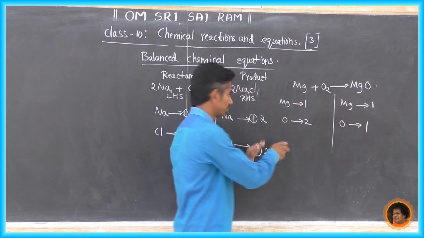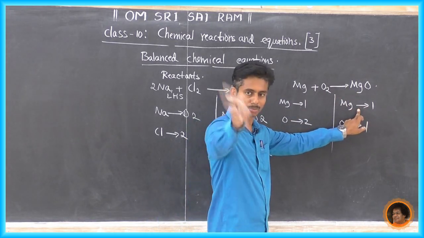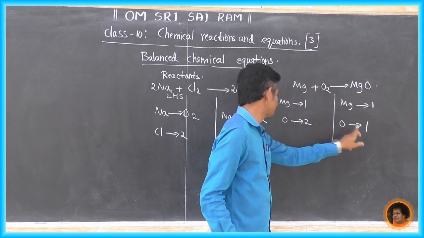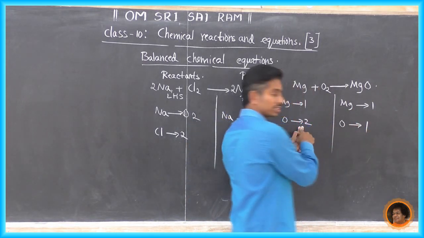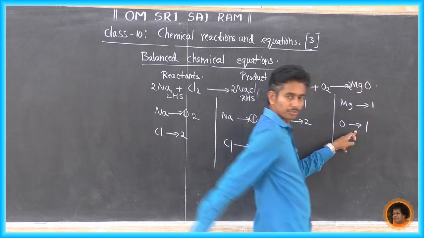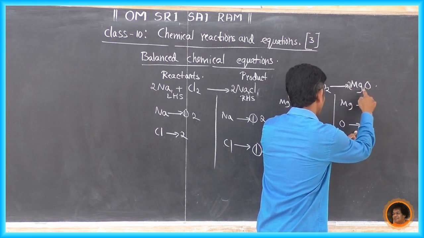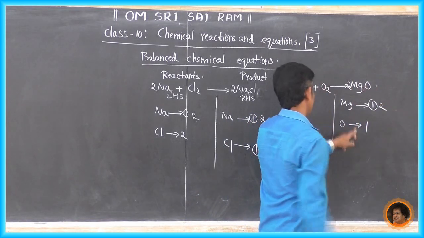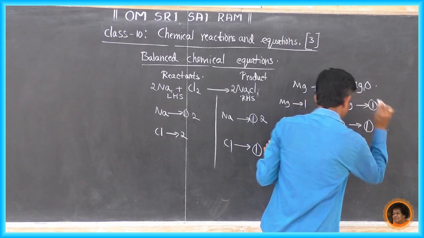Look at the different elements in the reactant and product part. Magnesium 1, magnesium 1. So it is balanced. Oxygen 2, here oxygen 1. How to balance? Here oxygen 1, here it is 2. So add 2 here. Then 2 into magnesium 1, 2 into 1. So it is 2. 2 into oxygen 1. So now it becomes 2.